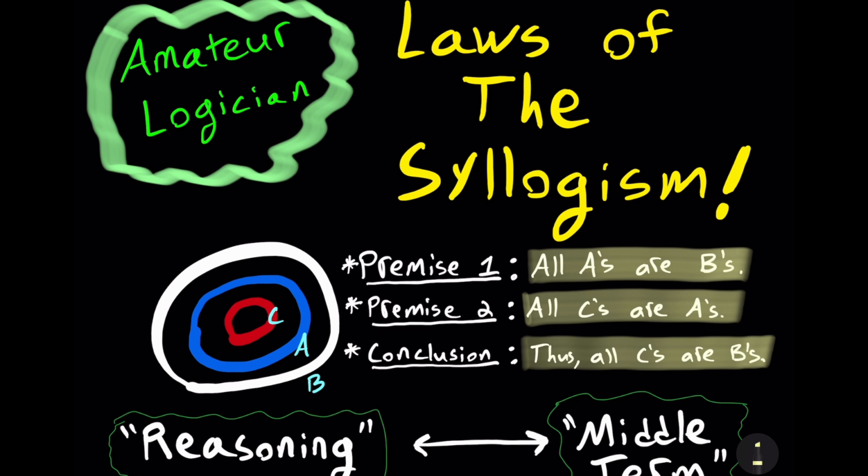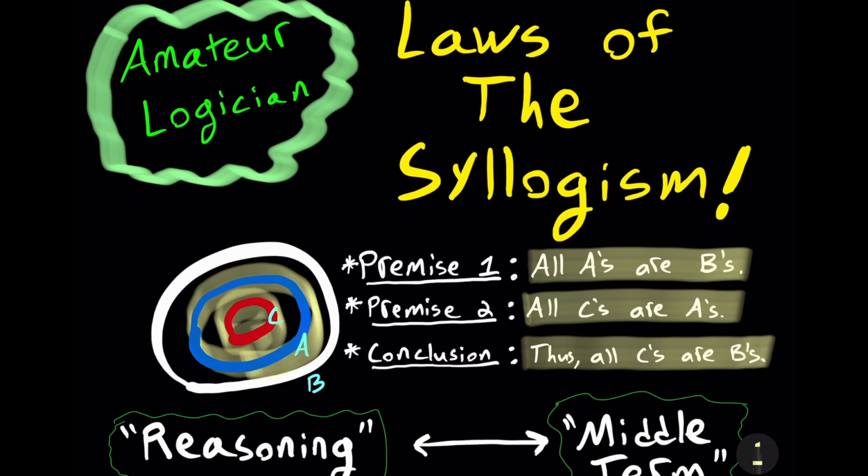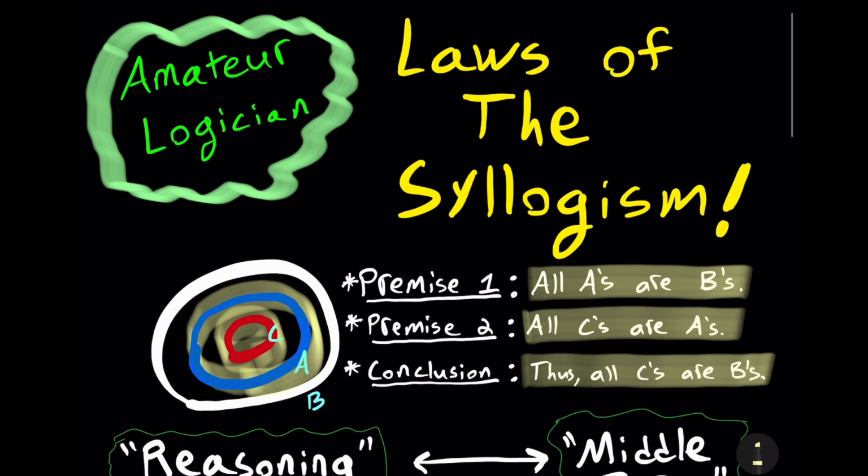We can visualize this with a diagram. All A's are contained within B, and all C's are contained within A, so clearly all C's are contained within B. The conclusion validly follows from those two premises. Now, in the categorical syllogism, we start from two categorical propositions which serve as premises to derive a third categorical proposition, which is the conclusion.